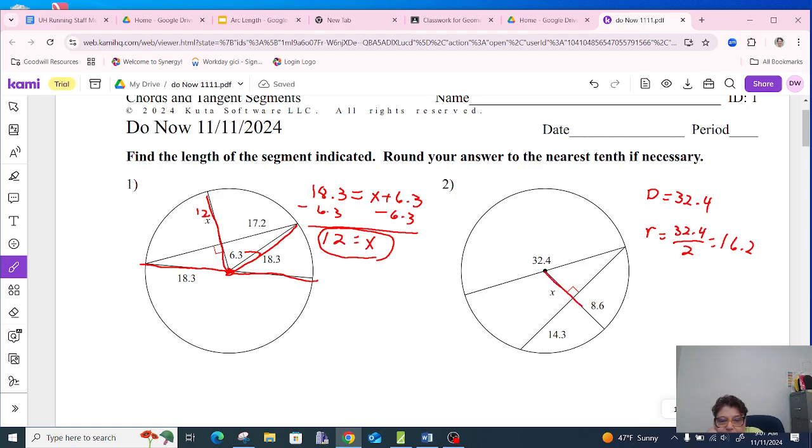All the radii, and here's a radius, right? So this is done the exact same way. That 16.2 has to equal x plus 8.6. So all you do is subtract 8.6, and that will give you your answer. What is the answer? I got 7.6. 7.6, is that the answer? Okay. Sure, go ahead.